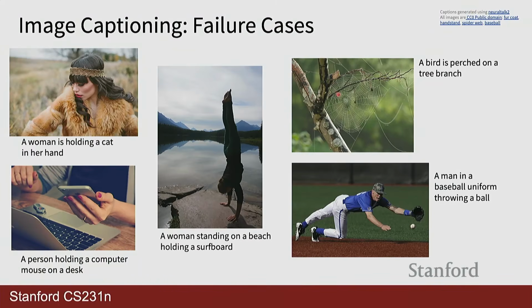Also, things like a bird being perched in a tree, or throwing a ball when he's actually catching a ball. These are all based on the bias in the data set, essentially, and the model learning during training that it is most probably true that a certain object or a certain action is being performed, when in the actual image it's not the case.